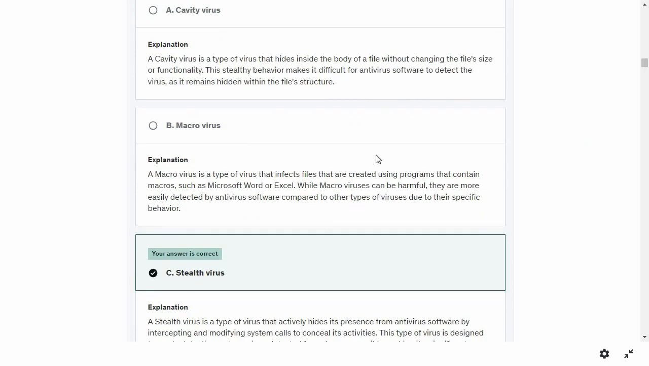Question number 2. Answer explanation. Answer number 1. Cavity viruses. A cavity virus is a type of virus that hides inside the body of a file without changing the file's size or functionality. This stealthy behavior makes it difficult for antivirus software to detect the virus as it remains hidden within the file structure. So this cavity virus is the wrong choice for this scenario.